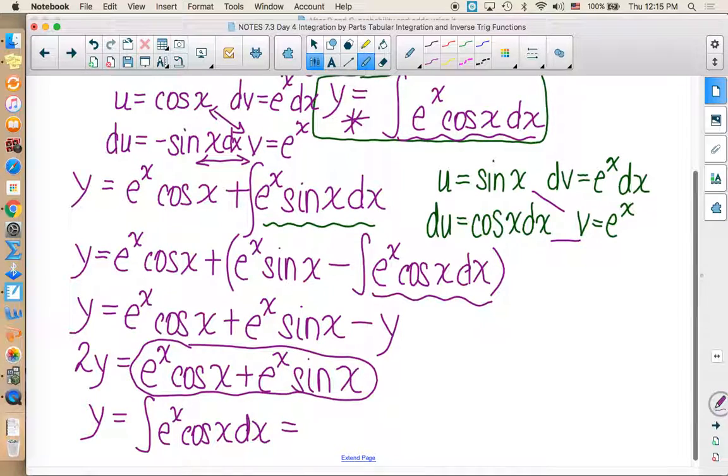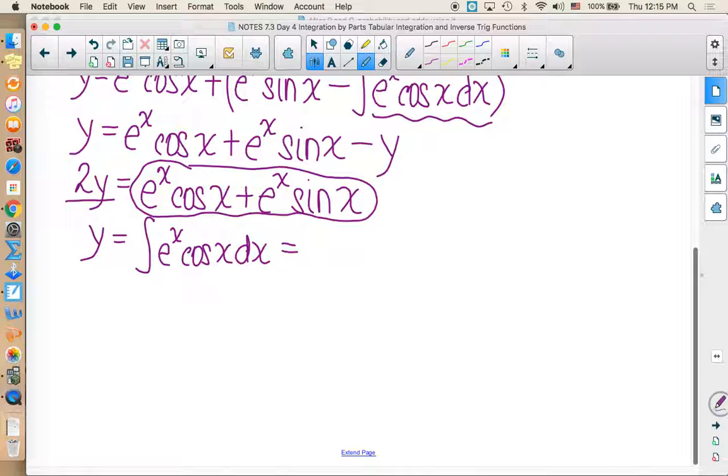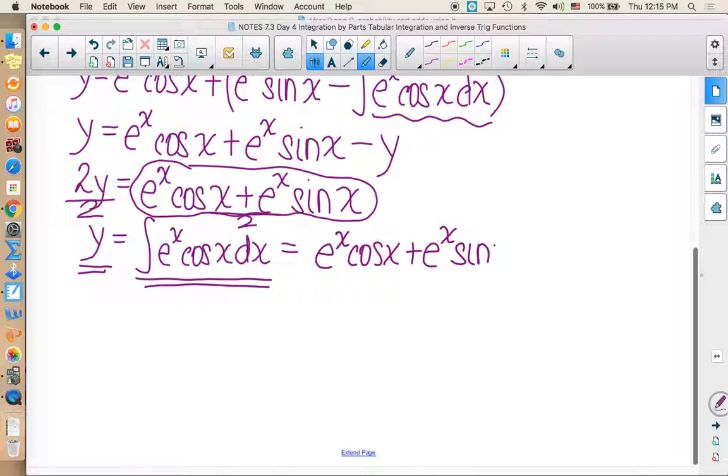in half. So I would divide both sides of this expression by 2, divide all that by 2. So the y I seek, which was my initial problem, should be equal to e to the x cosine x plus e to the x sine x divided by 2.